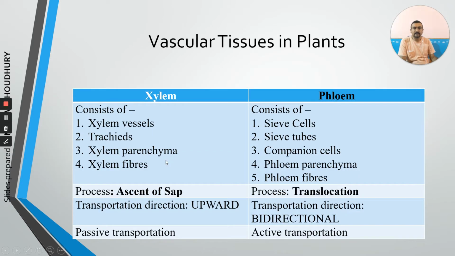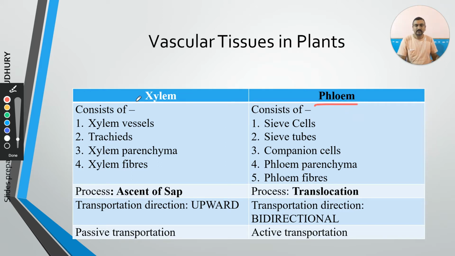Coming to the next topic, what is the tissue present in the plant which helps in this process of transportation? There are mainly two tissues. Again, this is a revision topic because you have studied it in detail in class 9. One is xylem, which is mainly involved in the transportation of water as well as minerals, and the other is the phloem tissue. Xylem is made up of xylem vessels, tracheids, parenchyma, as well as fibers.